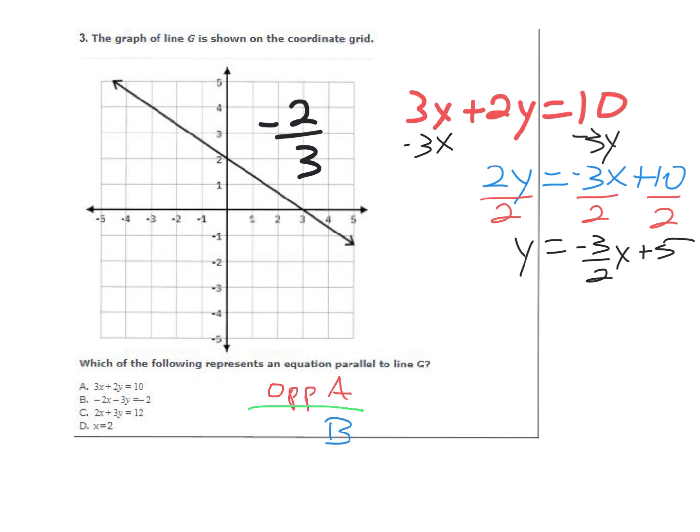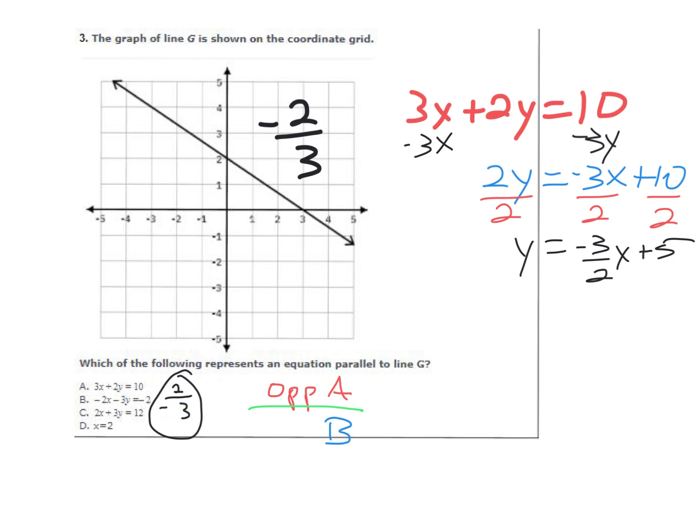All right, so for letter B, answer B, we have an A value of negative 2. Well, the opposite of negative 2 would be positive 2. So we have 2 over B, which is negative 3. So over negative 3. And you see there, 2 over negative 3 is what we are looking for.